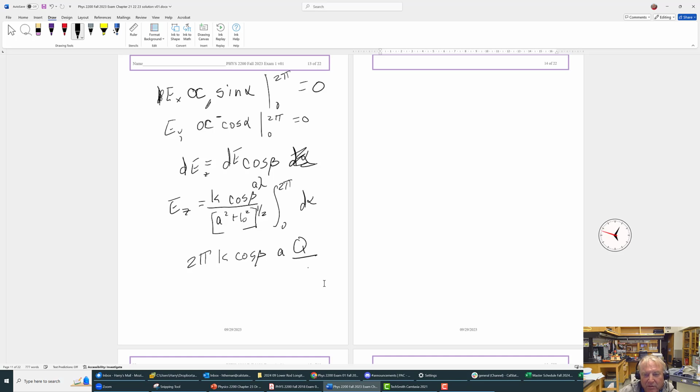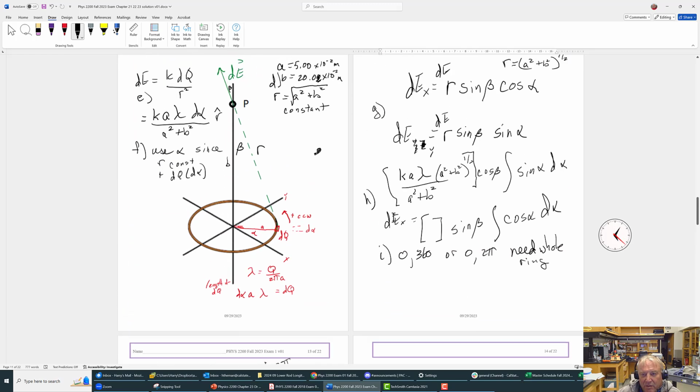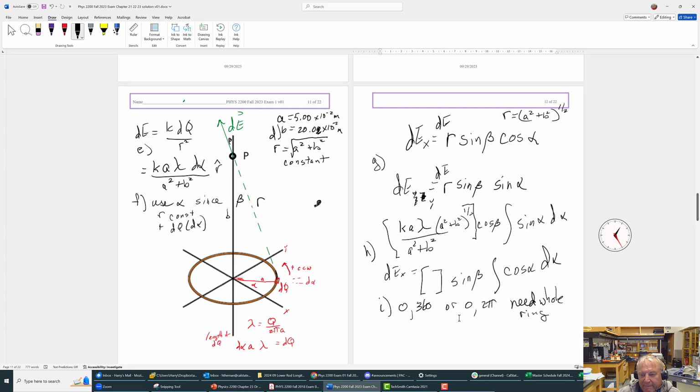q over 2 pi a, and divided by r, which I think is wrong. I think it should be r squared. And then the cosine beta is what makes it smaller than it would have been otherwise. But for the purpose of an exam, I'd let that be.